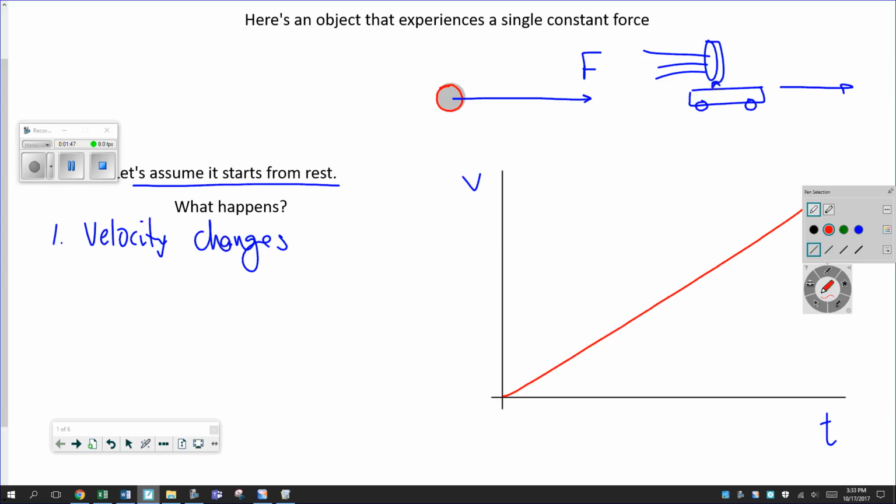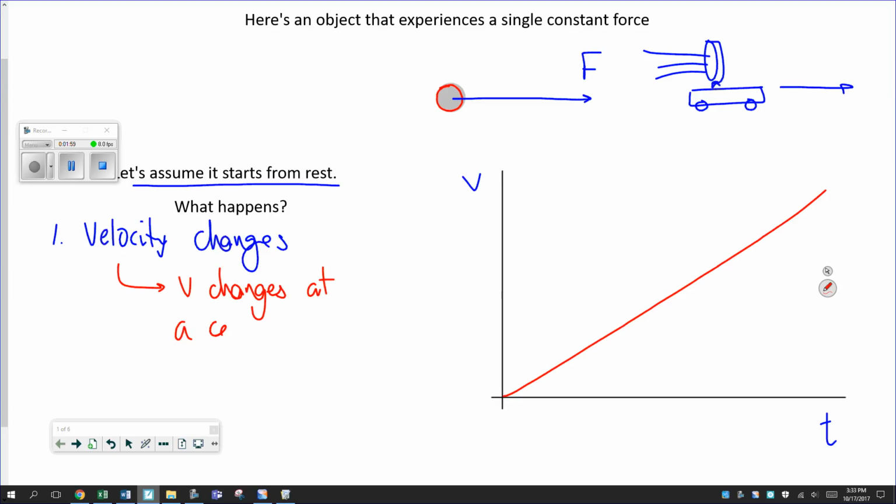And linear graphs tell a very important story. The important story is that we can say v changes at a constant rate. When we talk about how things happen over the passage of time, as physicists or scientists, we talk about that as the rate at which things happen.